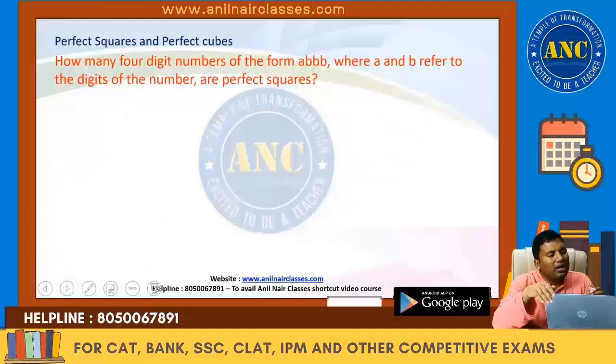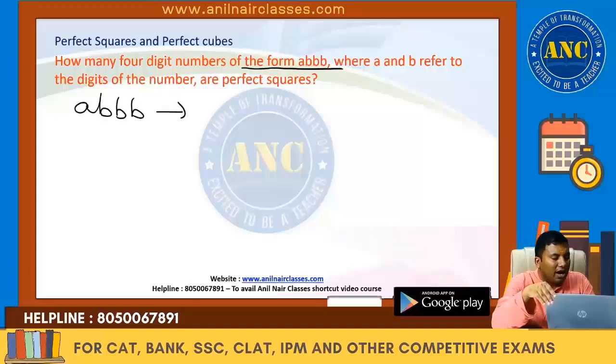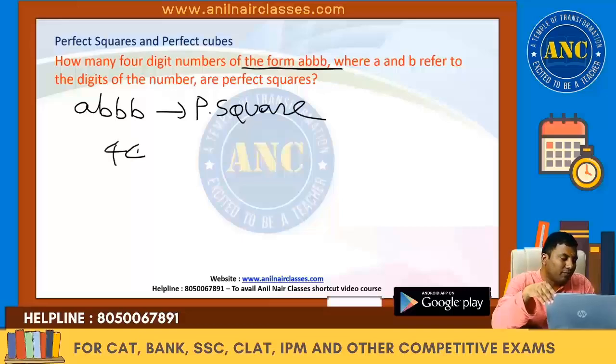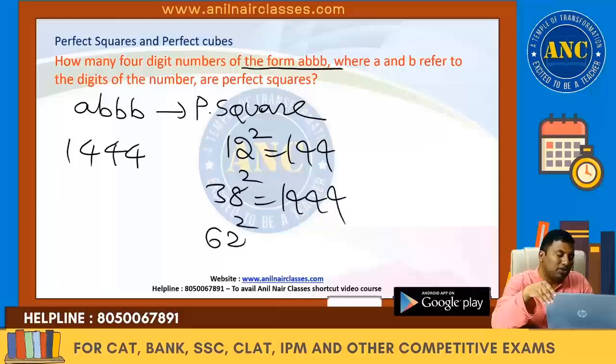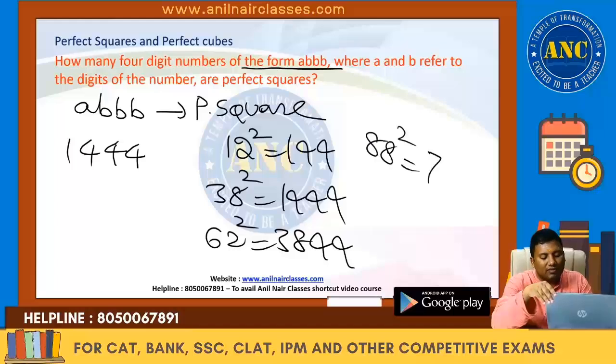Next one, how many 4-digit numbers are of the form aabb and this number is a perfect square? Already we solved this problem. The last 2 digits are equal for 44, right? 1444 is what we got. From where did we get it? 12 square is 144. 50 minus 12 is 38, square 1444. 50 plus 12 is 62, square 3844. 88 square is 7744. This is the number that we got.